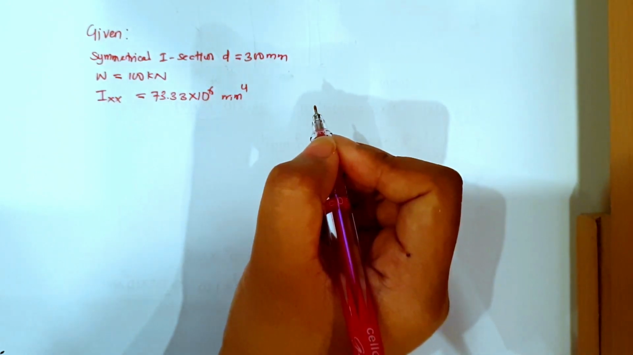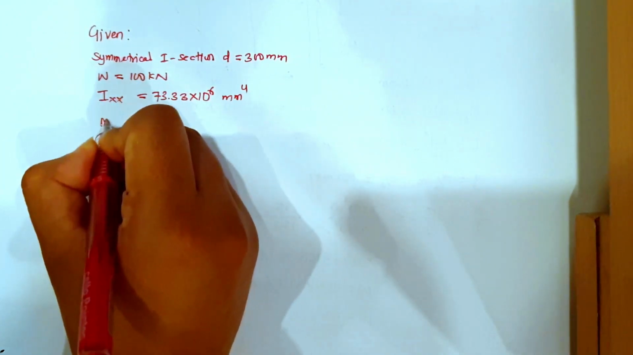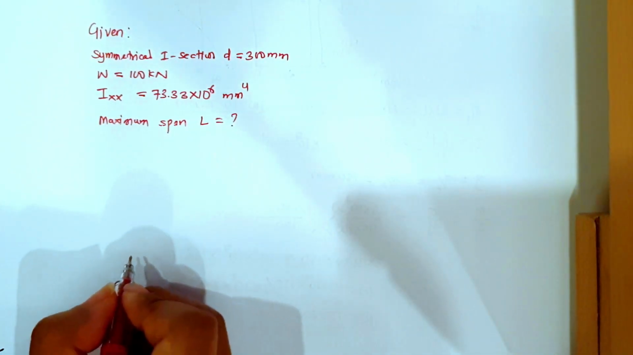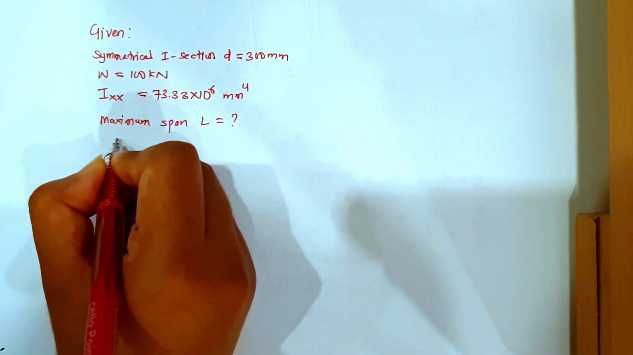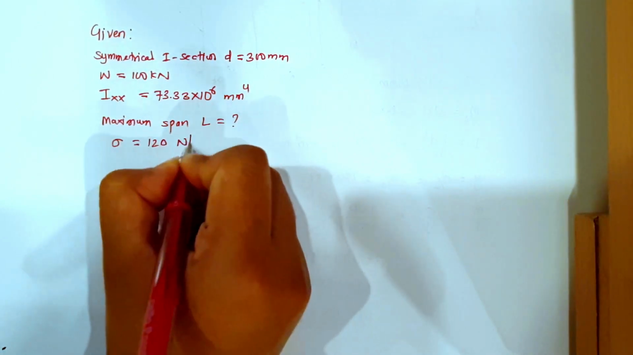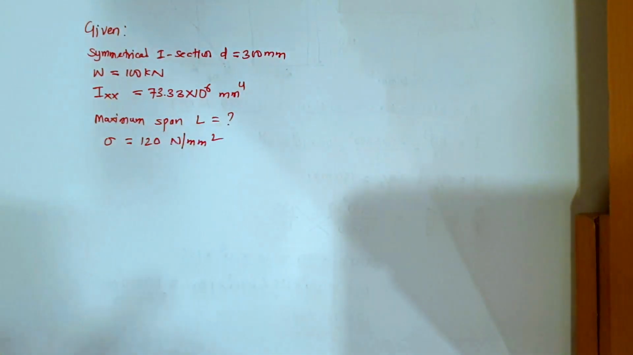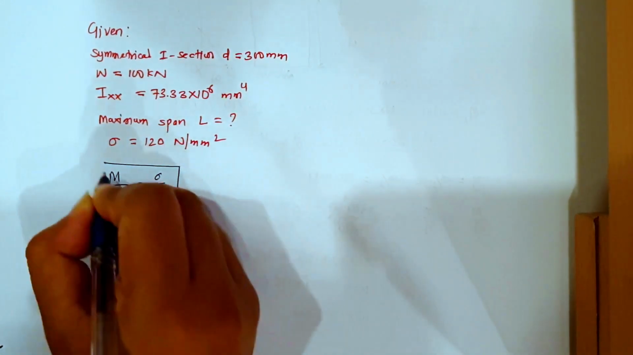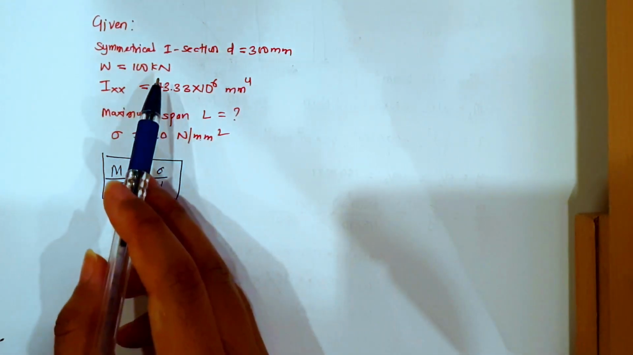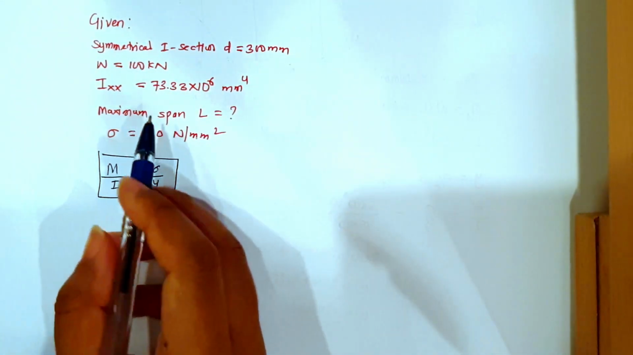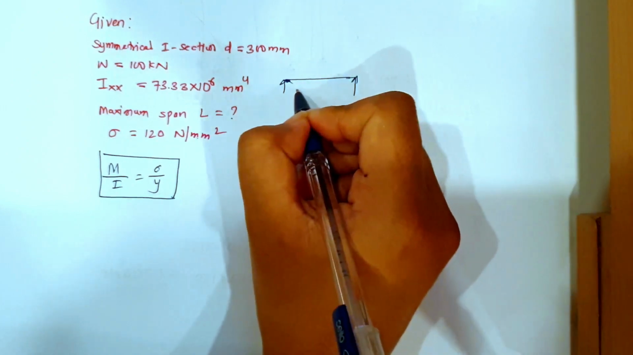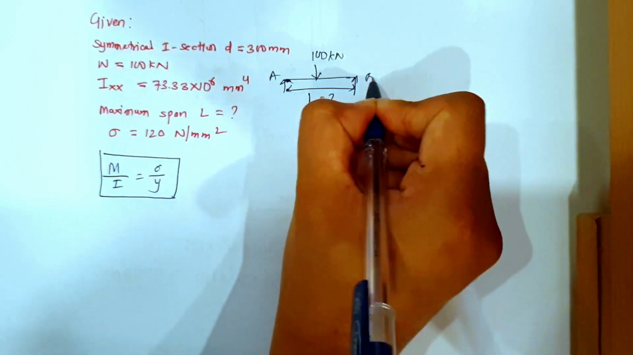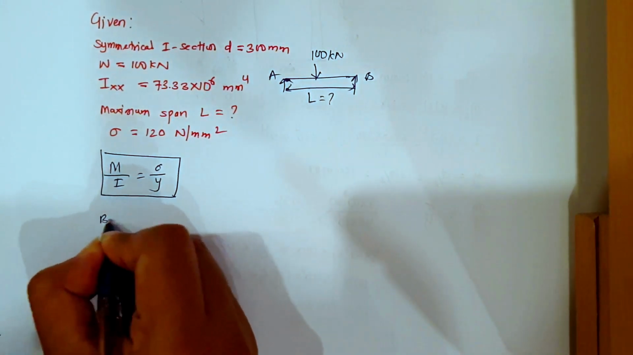Now we need to find the maximum span, L equals question mark, and what else is given? Permissible bending stress, which is sigma, is given equal to 120 Newton per mm square. Now let us see how we can solve this again by using the flexural formula M by I equals sigma by y. We will use this formula to solve. So this is a case of a simply supported beam with a point load of 100 kN at the center, and the span L we do not know yet, we have to find L. Now, for this simply supported beam, how much will the maximum bending moment be?